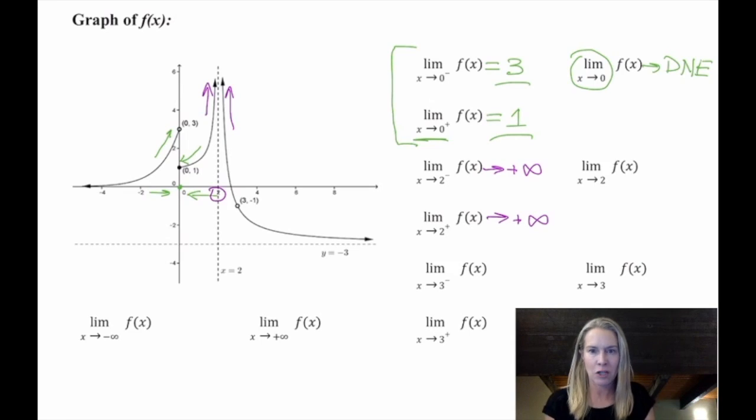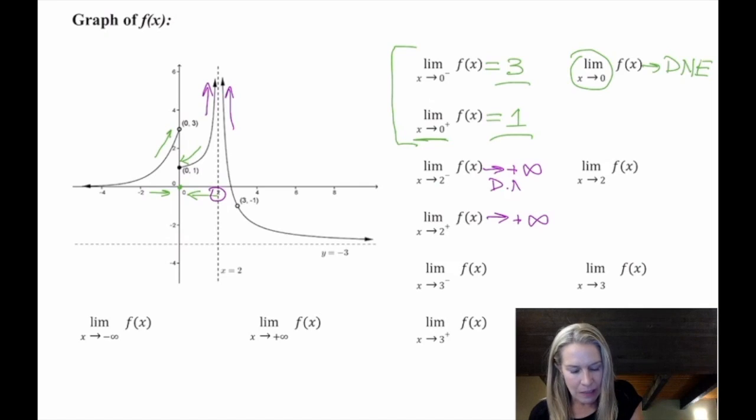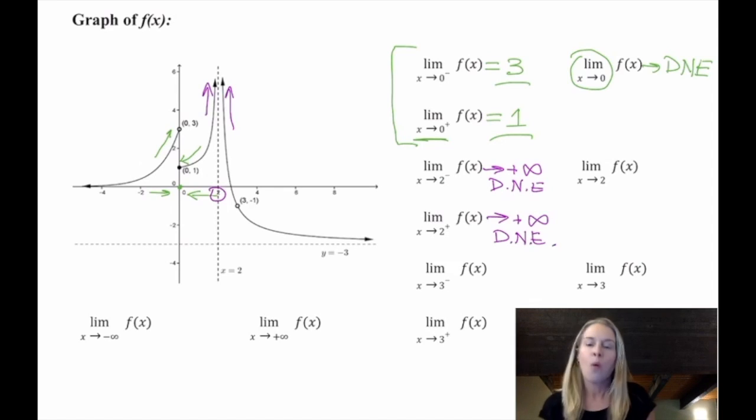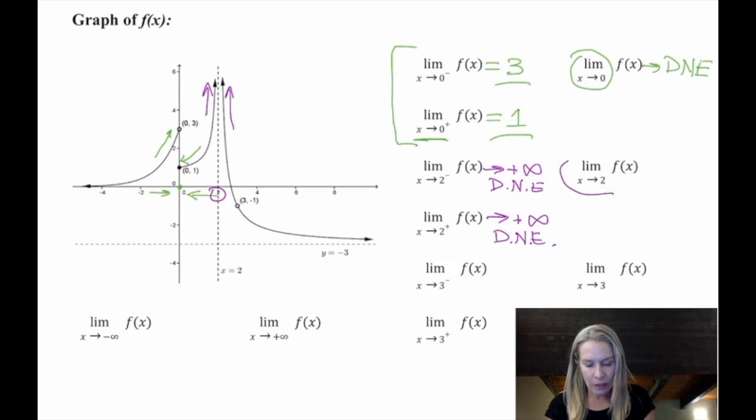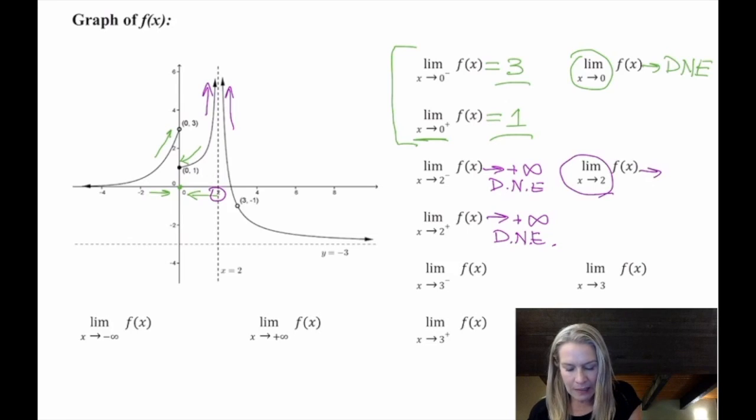That's just informational, but officially when you're asked for that limit, you would say that it does not exist, and it does not exist from the other side either. Why? Because there's no cap to it. It never actually hits a limit. Then the two-sided limit as x approaches 2, we also would say does not exist.